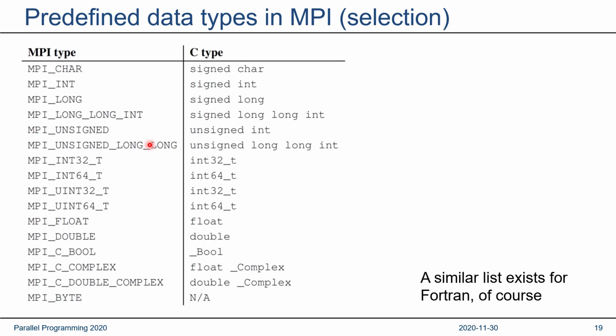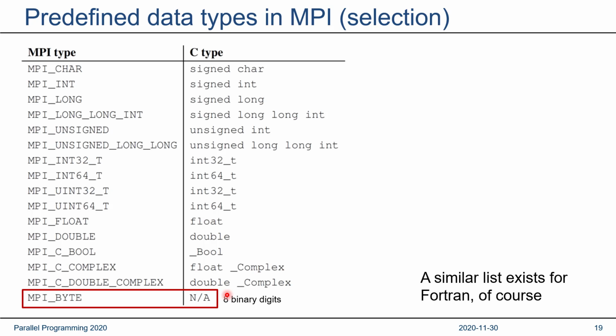Here's a list of predefined data types that you can use in a C program. Of course, a similar list exists for Fortran. So you recognize your old standards like float and double. Float is called MPI_FLOAT. Double is called MPI_DOUBLE. Bool is MPI_C_BOOL. There are unsigned integers and unsigned long and signed versions of those. So all the stuff that you use as data types in C is actually available in MPI. This list is not comprehensive. There are a couple more and you can look them up in the standard.